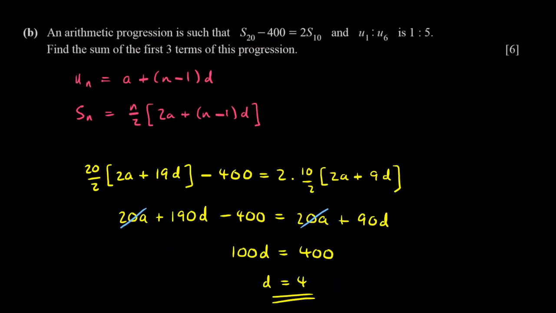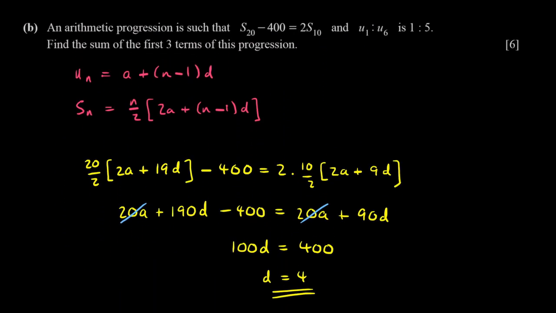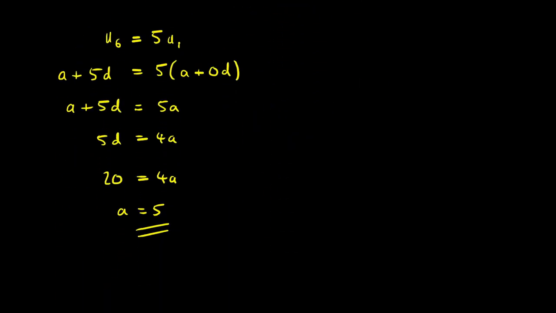And what we're asked to do is find the sum of the first 3 terms. So the sum of the first 3 terms, which is S3, will be equal to 3 upon 2 times (2a plus (3 minus 1, which is 2) times d). And so we're going to have 3 upon 2 times (2 times a, which is 10, plus 2 times d, which is going to be 8).